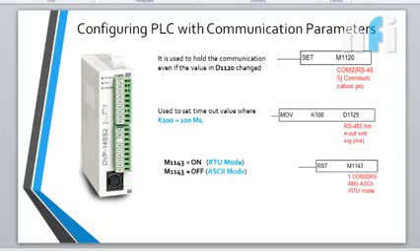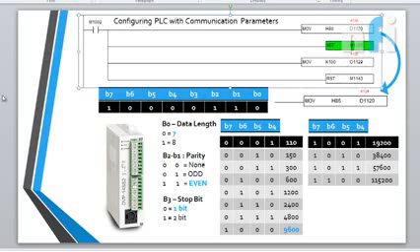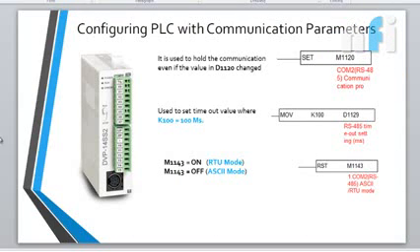So let's move to the next. Next are the 3 commands. This one, SET M1120, is again a specialized bit whose function is already default. It is used to hold the communication settings even if the value in D1120 is changed.